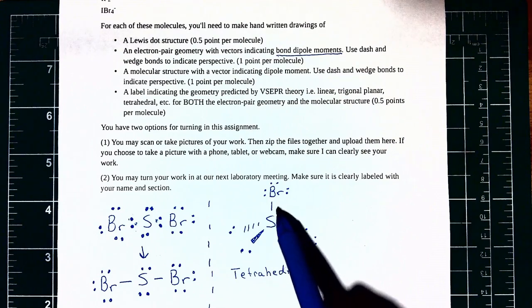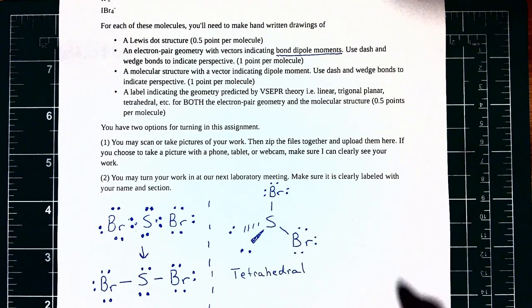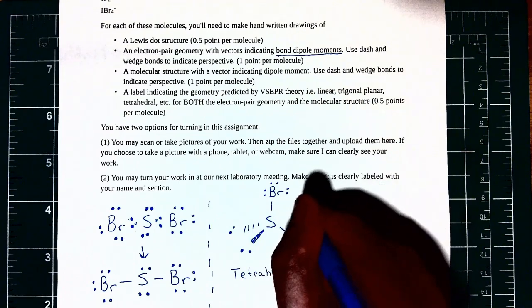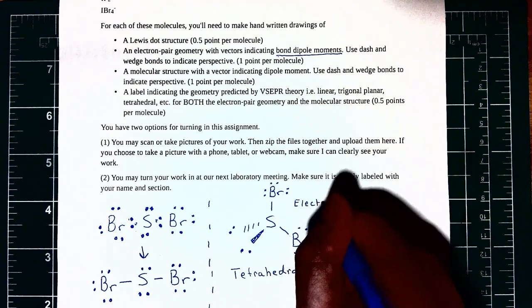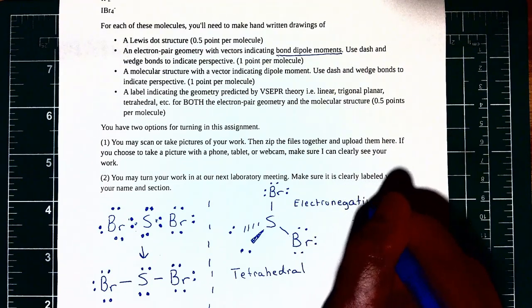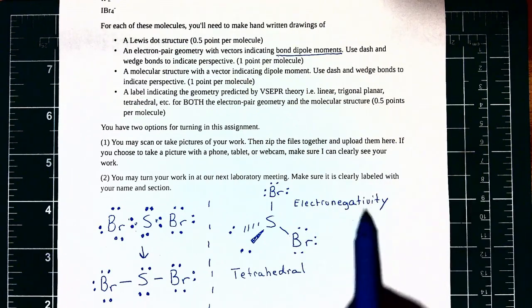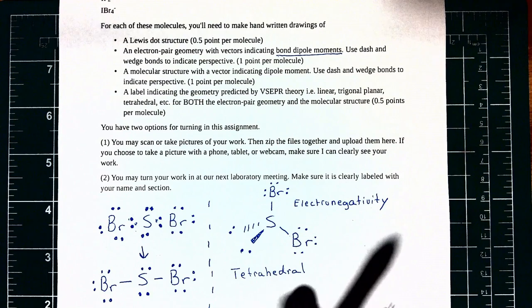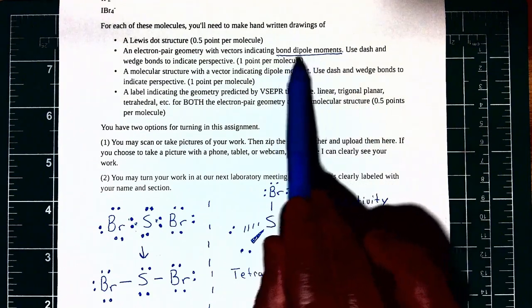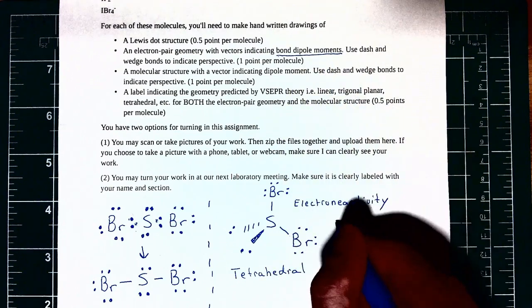All right. And whether those electrons want to stay mostly with bromine or stay mostly with sulfur has to do with a value called electronegativity. All right. This is the tendency for an atom to want to draw electrons towards it. Okay. In order to show this, we're going to use what we call these dipole moments, and those are vectors.